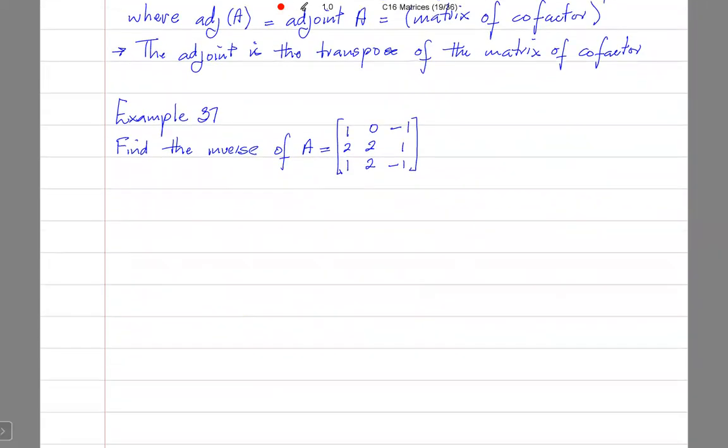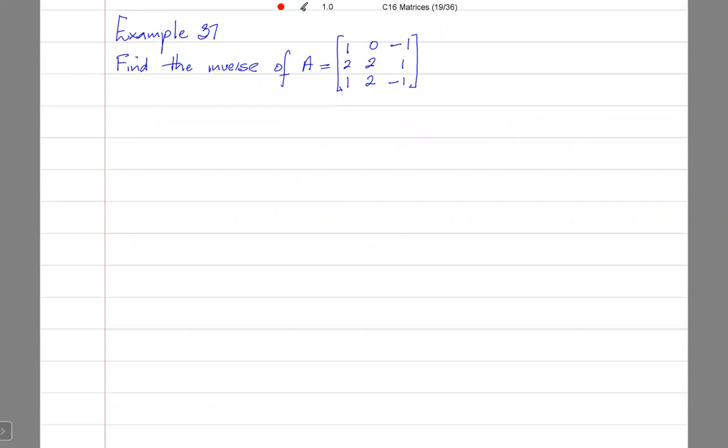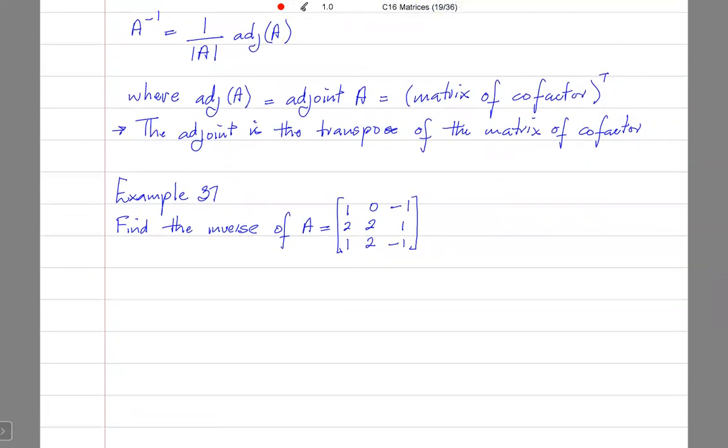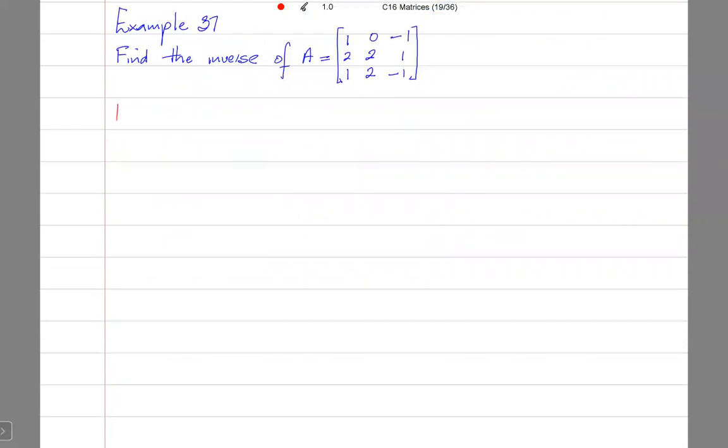Let's go for example 37. It says find the inverse of A. So for the inverse, we're going to need the determinant and we're going to need adjoint A. So since we're going to need the determinant, let's start out with the determinant of A.